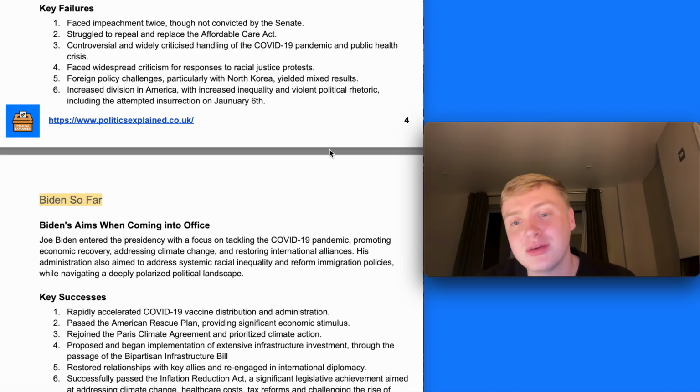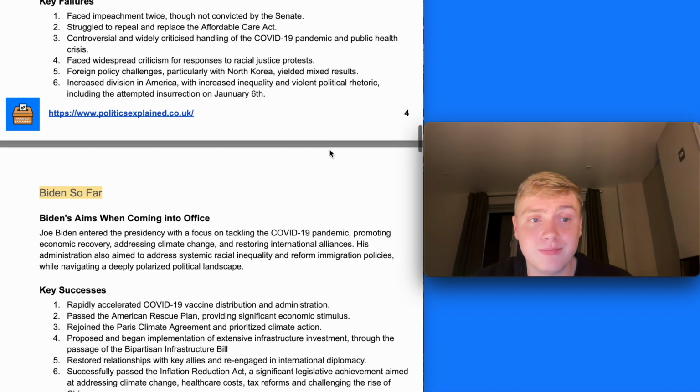So he had some key summits with Kim Jong-un, but they didn't really result in any denuclearization or much decreased tensions. There was increased division in America, with increased inequality and violent political rhetoric, including the attempted insurrection on January 6th as he was leaving the presidency. And one final one, he also didn't get his border wall fully constructed.